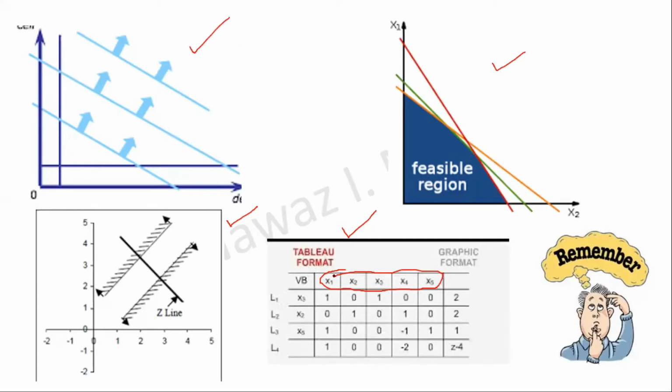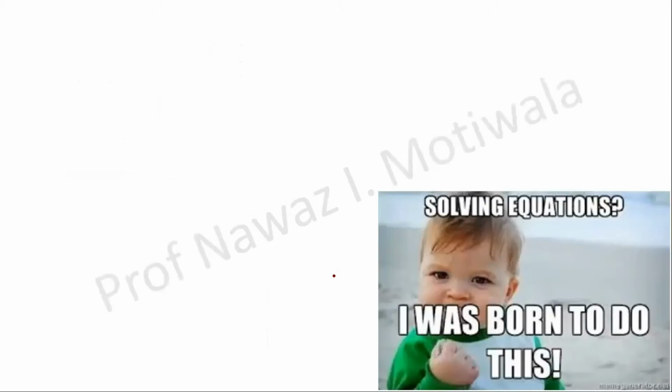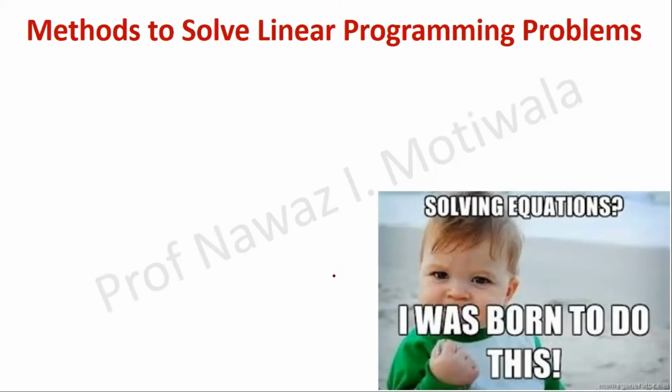You have been playing with numbers since your first standard. So I will not be wrong if I say a statement like this: solving equations, yes, I was born to do this. So for solving equations, what are the different methods available? Methods to solve linear programming problems: the first one we have already seen, the graphical method. But this method is restricted only to 2 variables. It cannot handle more than 2 variables.